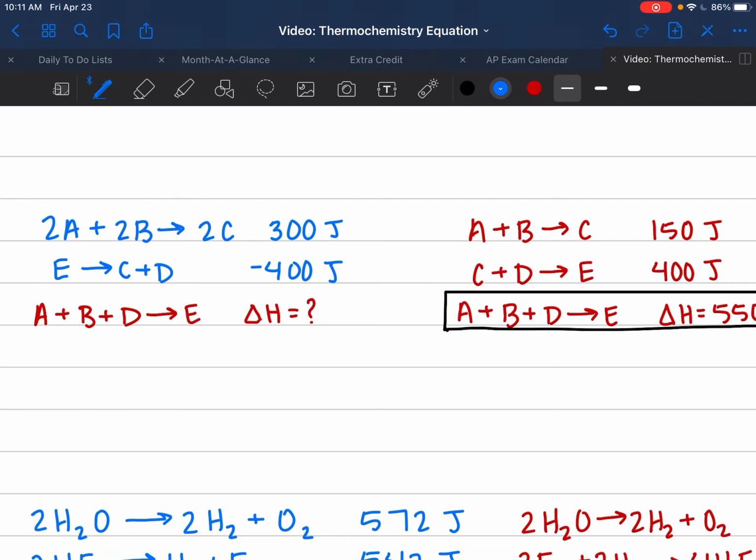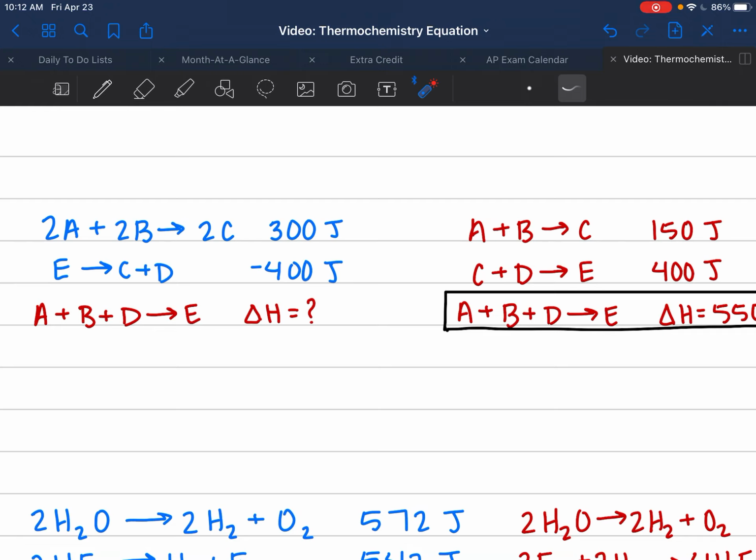So if I take that 2A plus 2B yields 2C, divide all of that by 2, I get this equation right here on the right. So A plus B yields C. Because I divided everything by 2, I divide that enthalpy by 2, and it's 150 joules. We're not fully there yet. Notice in our final product, we want E to be on the product side, but here it's on the reactant side. So I'm going to do that rule we just learned, and I'm going to flip that around and reverse that reaction.